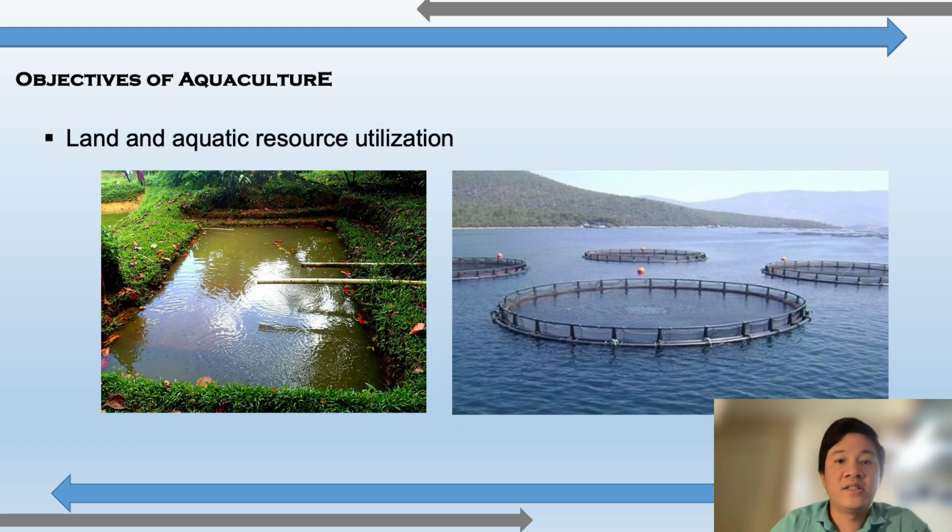Another objective is the utilization of land and aquatic resources. In order for us to maximize our land and aquatic resources, which are naturally present in our environment, we are given an option of converting them to various aquaculture ventures, like constructing fish pond facilities or even starting a cage farm venture in lakes or seas. However, we as aquaculturists have an obligation to use these land and aquatic resources efficiently and sustainably, making sure that these resources will not deteriorate.